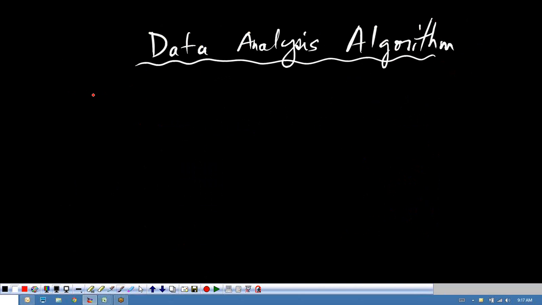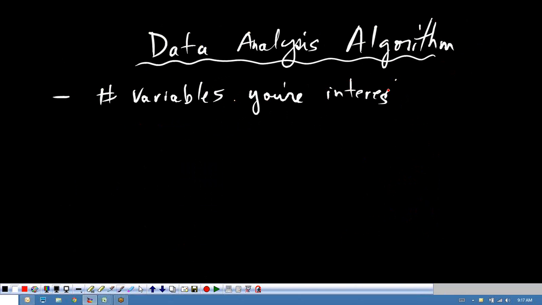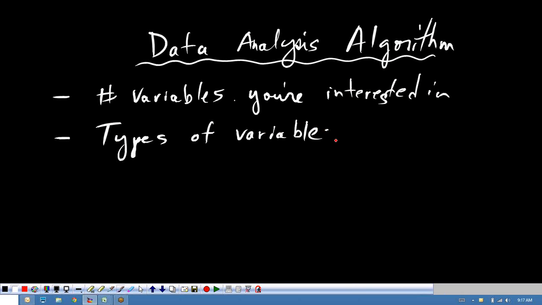So the algorithm basically goes like this. It's dependent on two things. It's dependent on the number of variables that you're interested in, and it's dependent on the types of variables they are. Now, you can look in the stats book and see lots of different types of variables, but we're going to focus on only two broad categorizations of them.